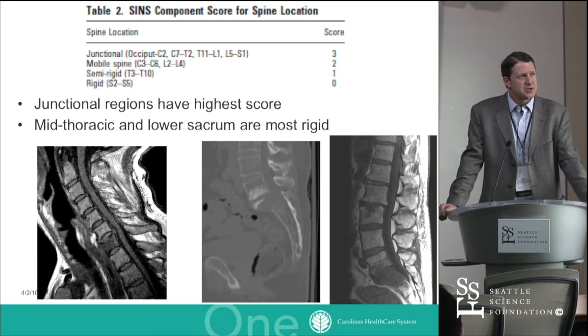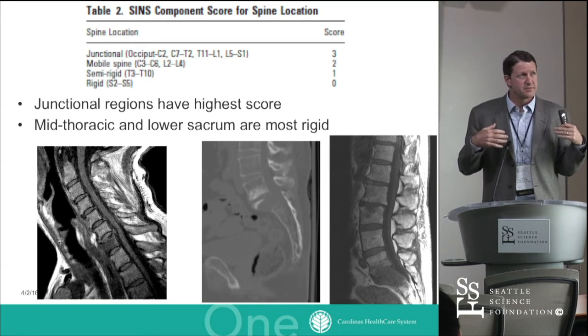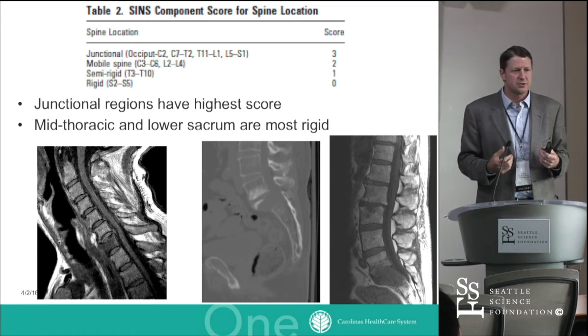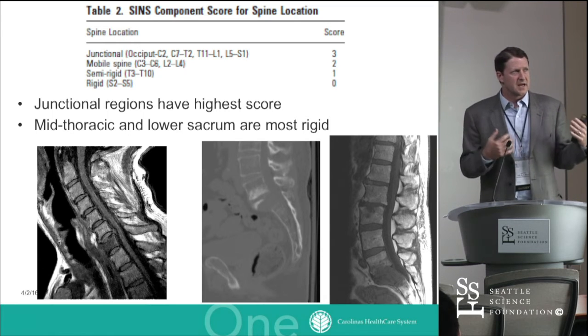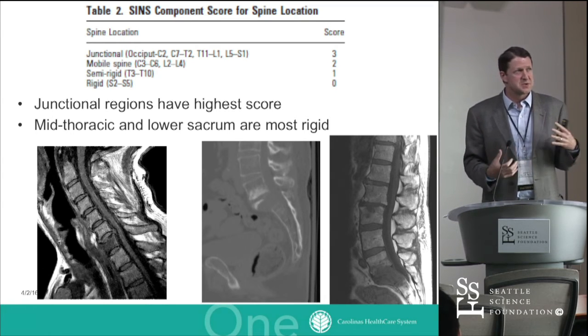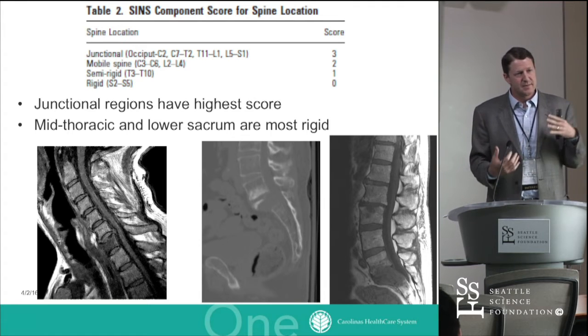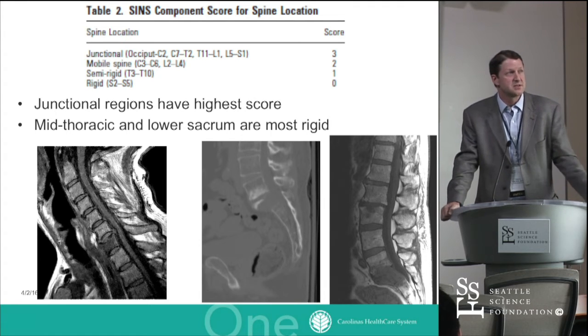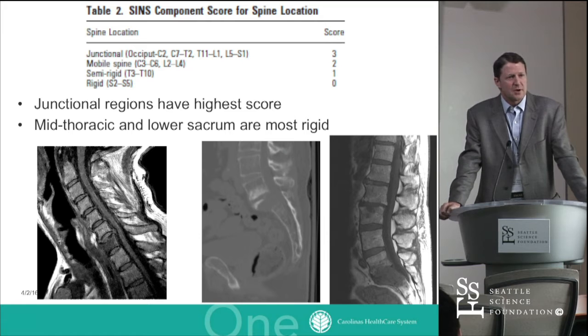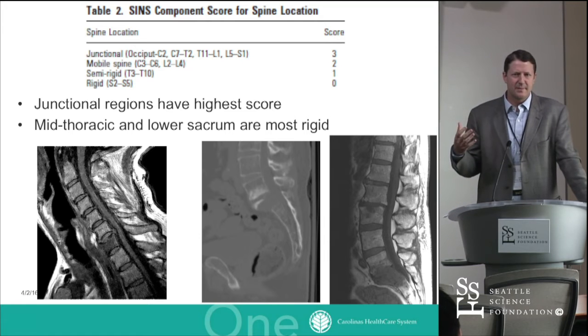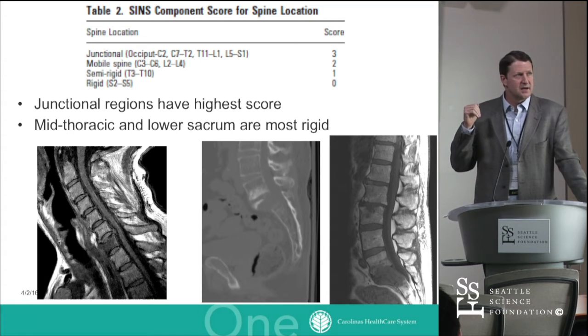So spine location, the highest score was given, so a high score is bad if you remember what we just went through. The highest score is given to junctional areas: where the head attaches to the spine, occiput to C2, where the cervical spine meets the thoracic spine, C7 to T2, the thoracolumbar spine. If you know about spine biomechanics, these are the areas of high stress. That's why they get the higher score.